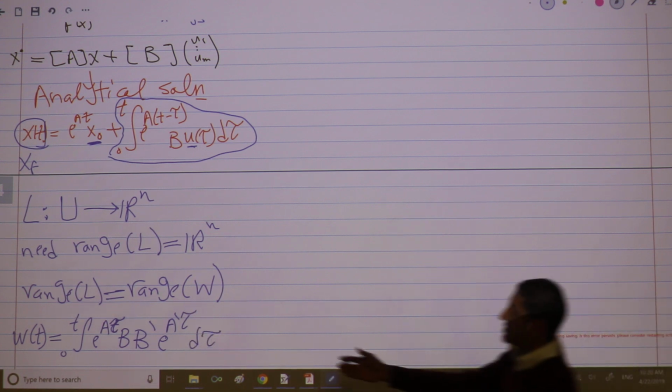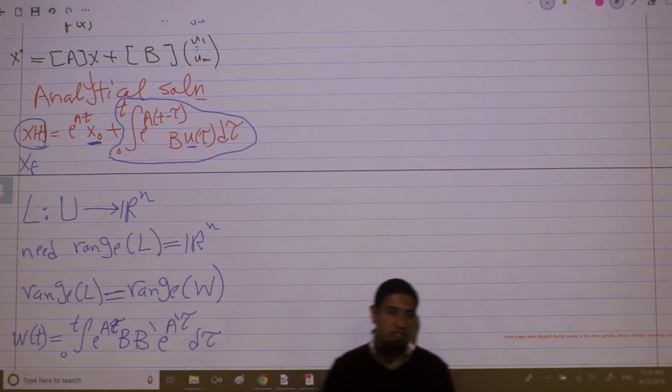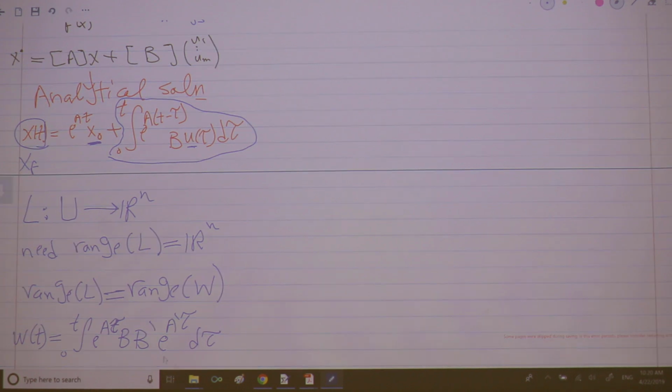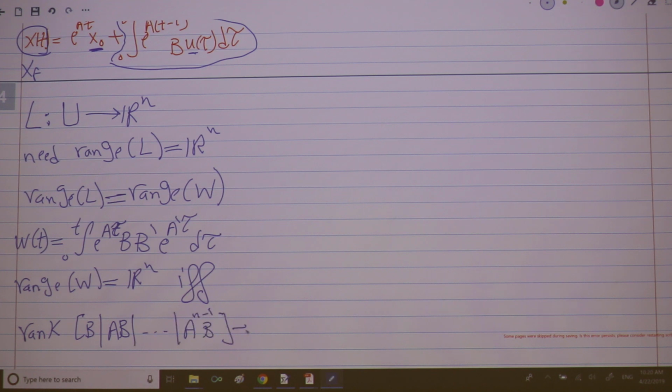Why is this better? Because this doesn't involve any U. This just involves A and B matrices of your system. It's in terms of the things characterizing or defining your system. This is the controllability gramian. If you want full range for L, well, you need to have full range for W. And luckily, this is the contribution of Kalman and his co-workers. The range of W is Rn if and only if the rank of the controllability matrix B, AB, A squared B, and so on, up to A^(n-1) B is full rank n.